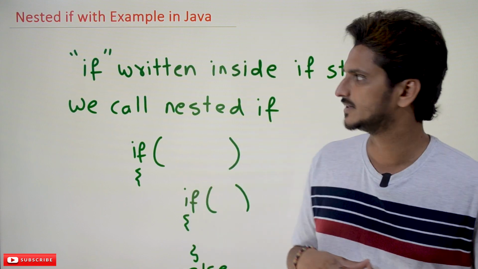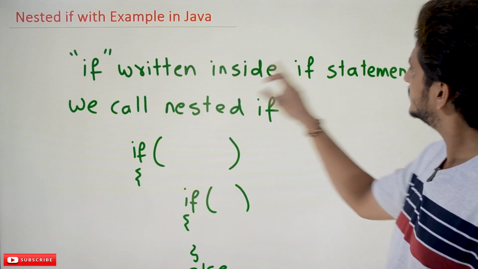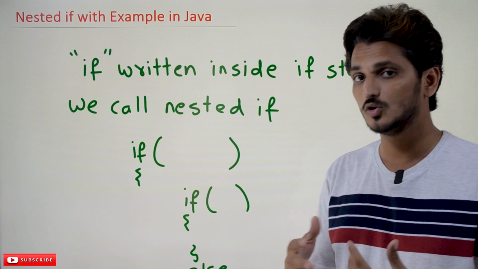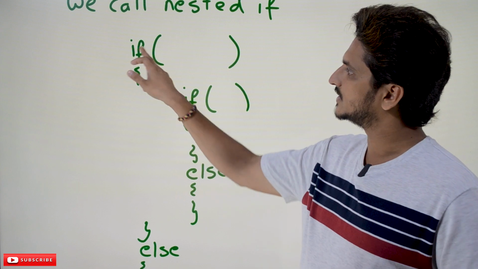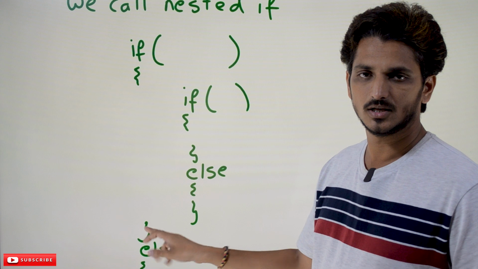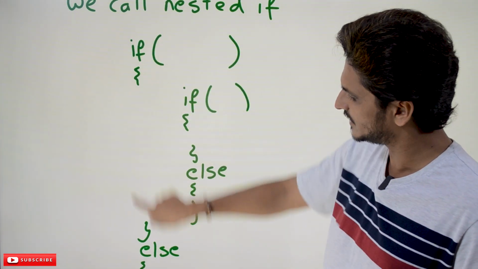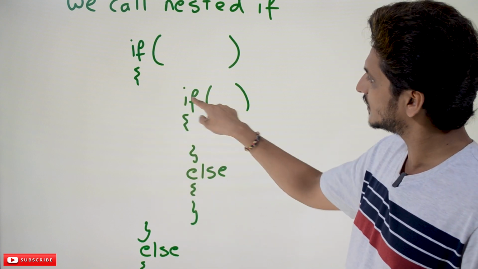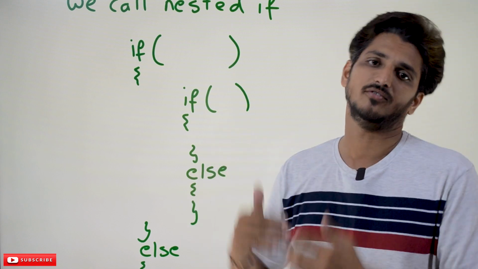Coming to today's class, an if statement written inside an if statement, we call it a nested if. With an example, you are going to understand it better. See, this is what nested if means. If condition, open brackets, closed brackets, means we have written an if statement. This is opened here, this is closed here. Inside this, if you have written an if statement, we call it a nested if.